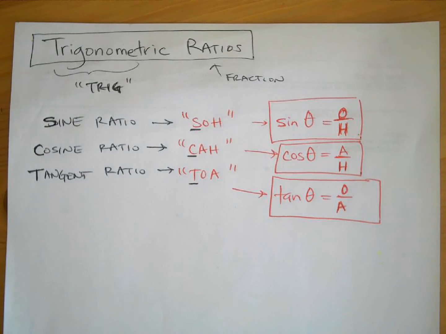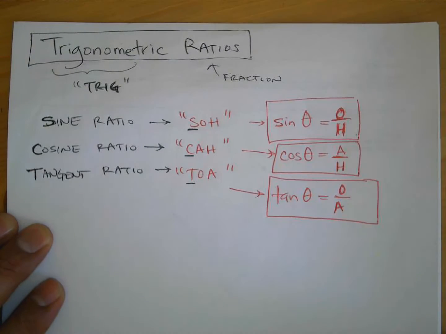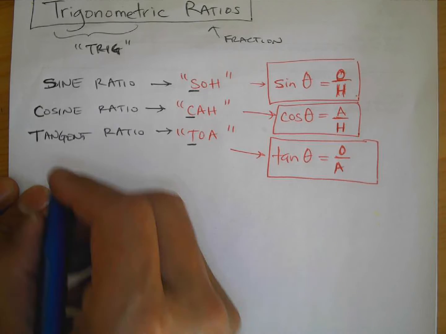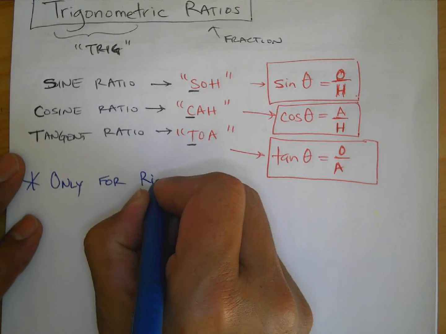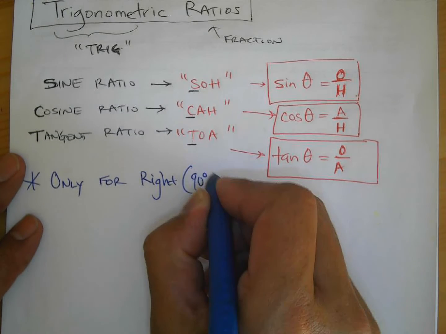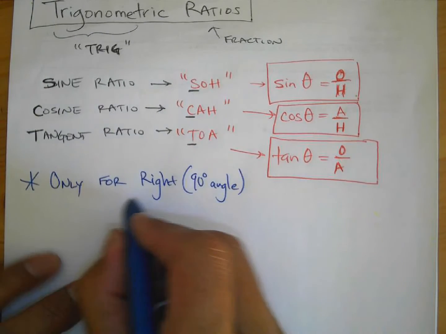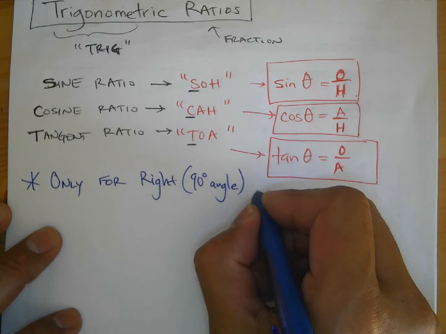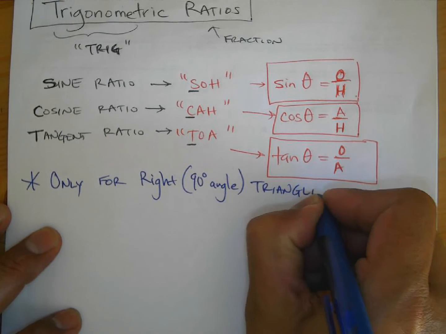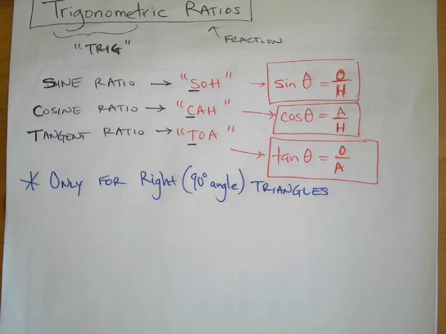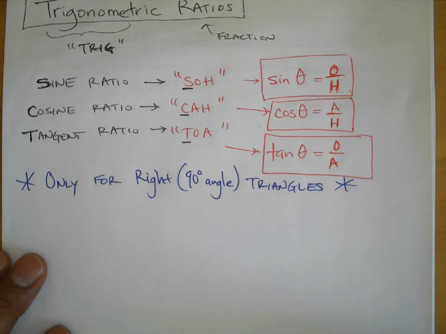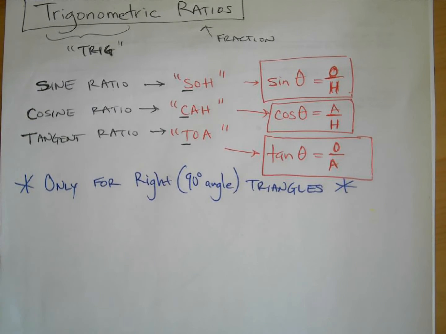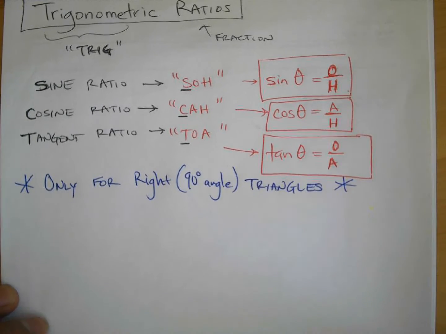All right. That refers to the sides of these right triangles. Remember, this is for right triangles only. These trigonometric ratios are only for right triangles, which means it has to have a 90-degree angle, that corner. It doesn't work on all types of triangles. It has to be a right triangle.